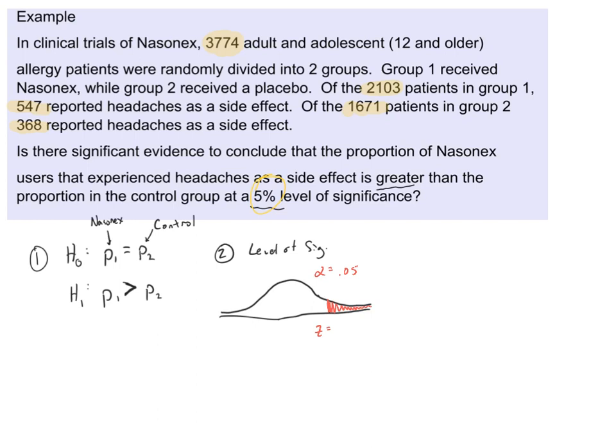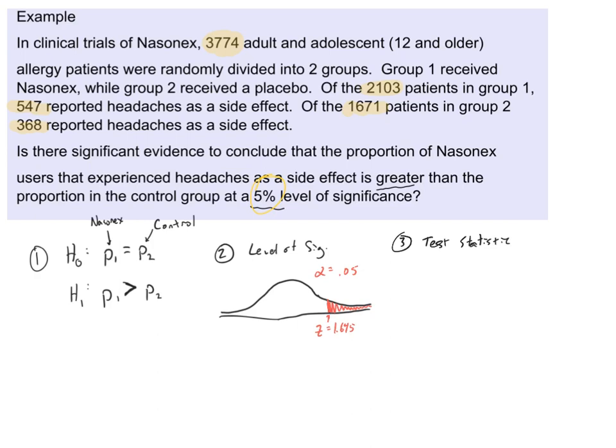You will find that at the bottom of the Z table, table 5, and it is 1.645. 1.645 is that Z-score right there. Anything to the right of that, we reject. Anything that's to the left of that, we do not reject. All right, Step 3, the test statistic.